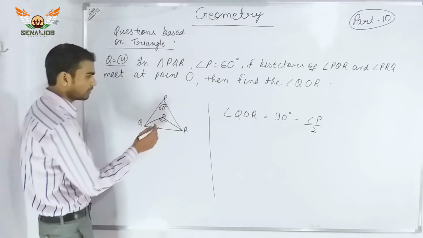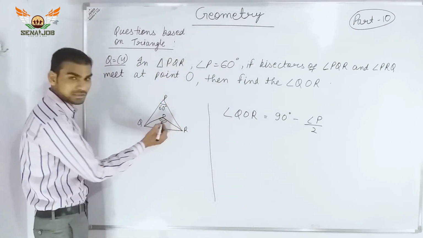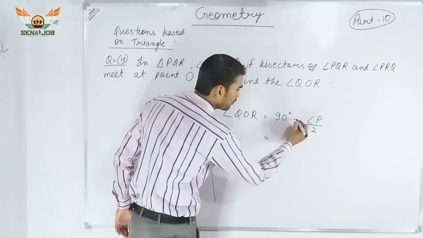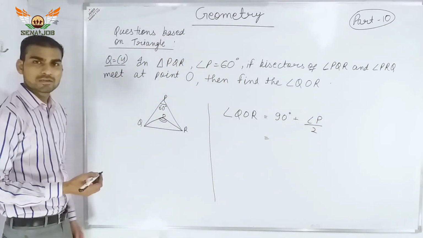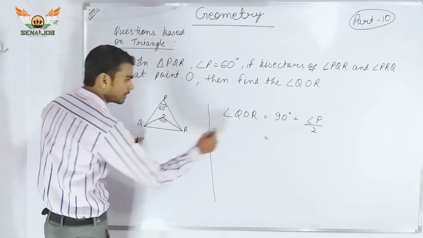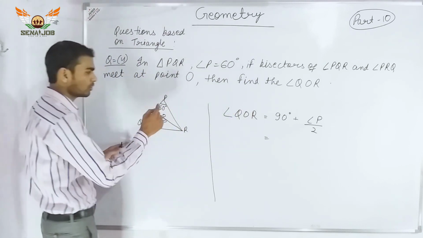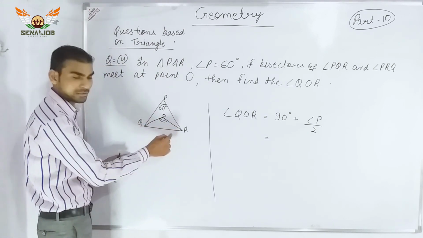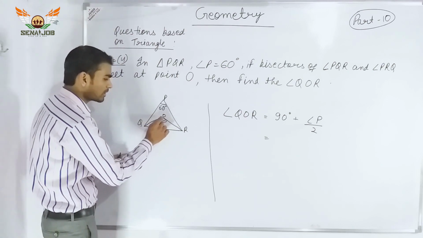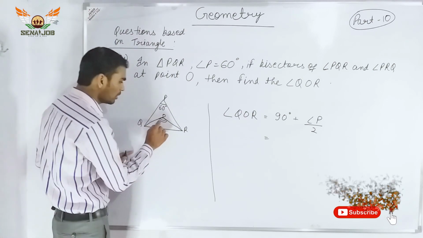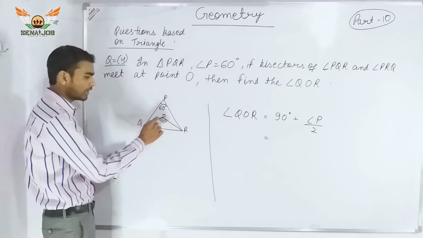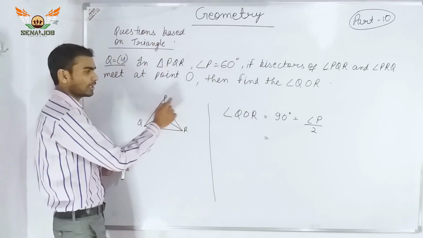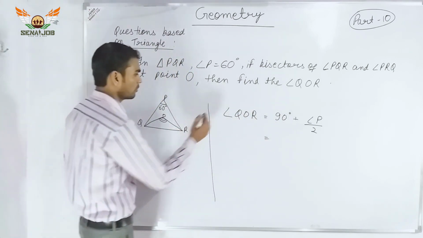Okay. Now the formula for finding out this angle: QOR is equal to 90 plus P upon 2. But in the earlier question, what was that? 90 minus P upon 2. So always remember, if the bisectors of these two angles have been given and those bisectors meet at a single point O, then the angle QOR will be 90 plus this angle upon 2. Okay, this is the formula.